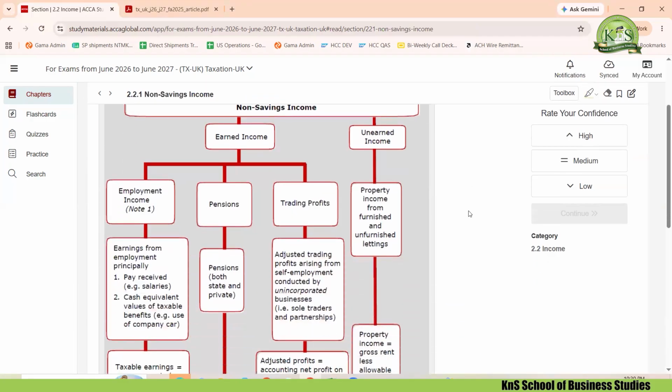Now, what do we mean by non-savings income? Employment income comes in it, pensions, trading profits, property income. And pensions, by the way, can come in savings income. So the question will tell you whether you are going to take it in NSI or in savings income. And one difference, let me tell you, what is the difference between non-savings income and savings income? What do you think?